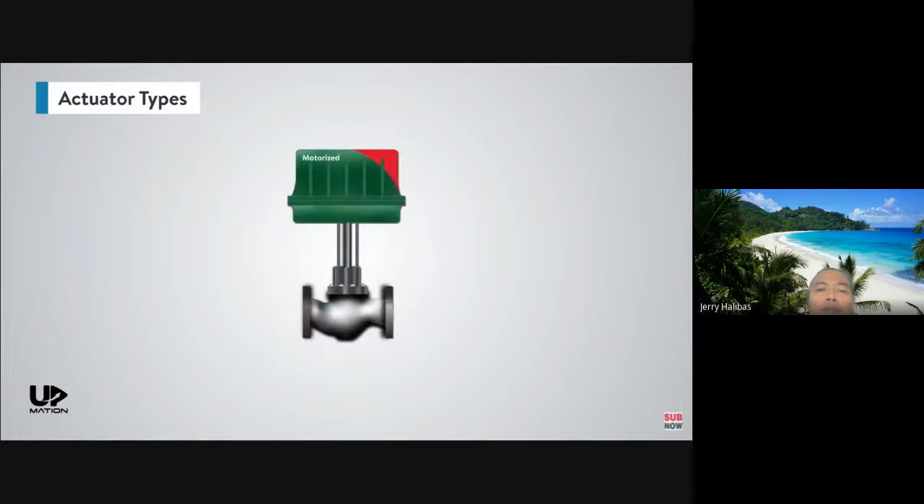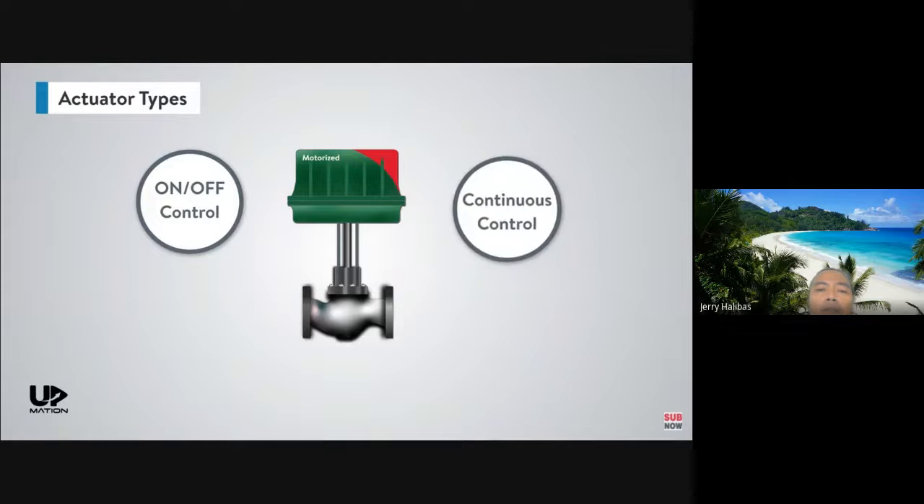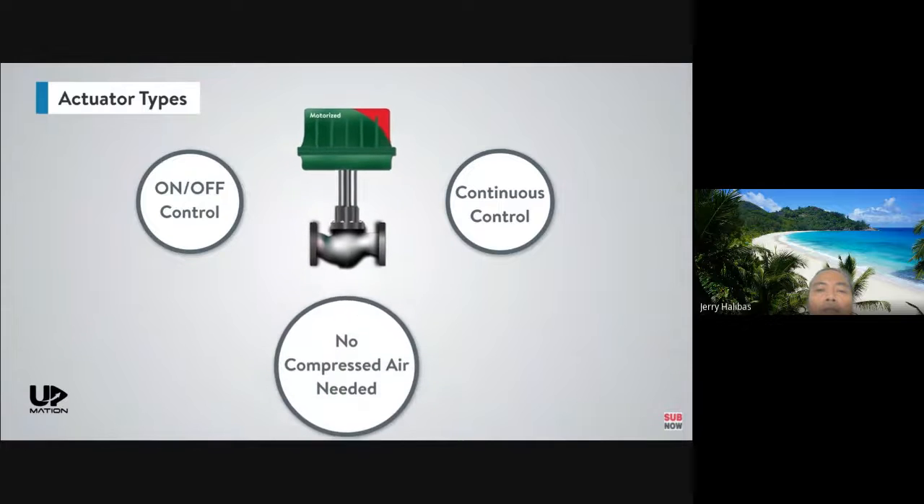Electric actuators have an electric motor inside. In the first place, they have been designed for on-off applications, but nowadays, some of them are upgraded for continuous control applications. The primary application of them is in the locations that we don't access the compressed air.